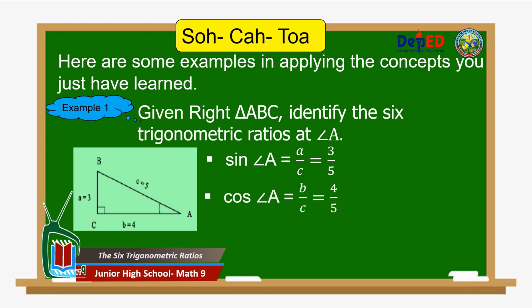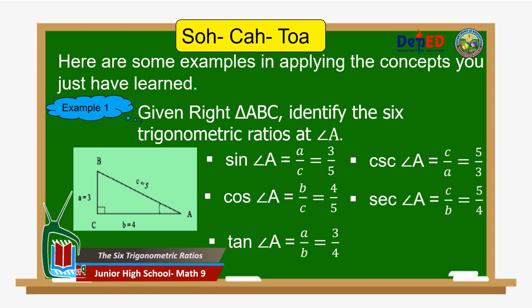The next ratio, for cosine of angle A, is 4/5. The ratio for tangent of angle A is 3/4. For cosecant of angle A, that is 5/3, or getting the reciprocal of sine. Secant is 5/4, or the reciprocal of cosine. And cotangent is 4/3, or that is simply the reciprocal of tangent, which is 3/4.